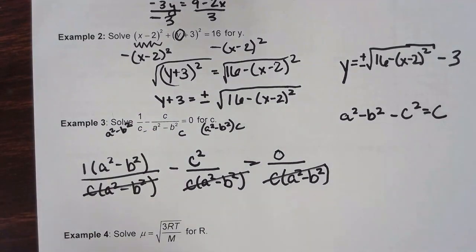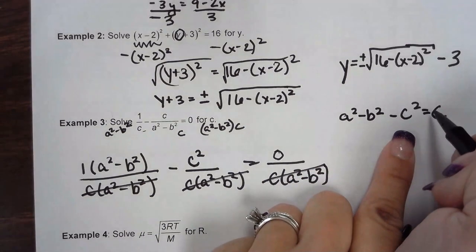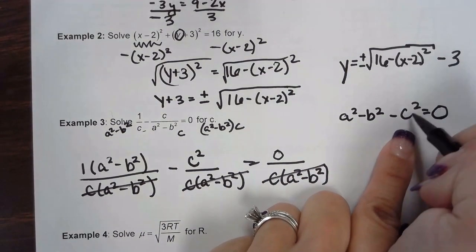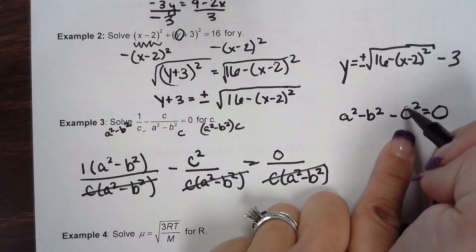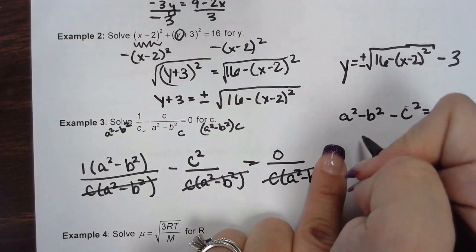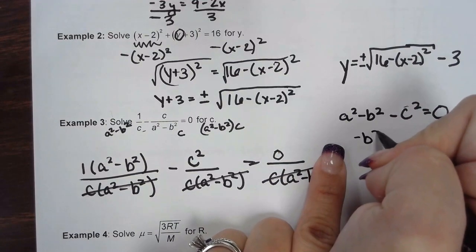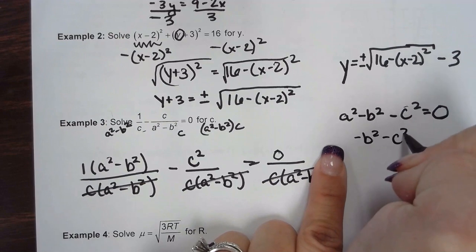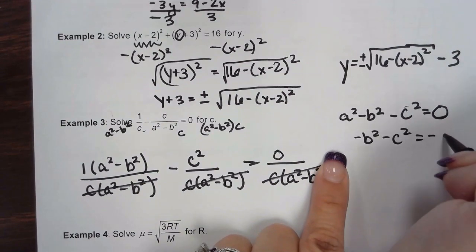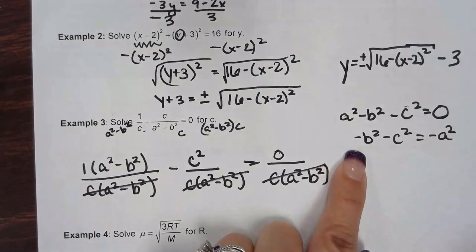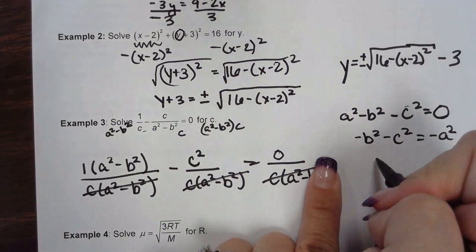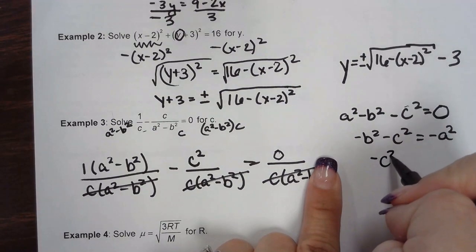Now be careful, what are we solving for again? We are solving for c. So we have to subtract a squared from both sides. Then we must add b squared to both sides.